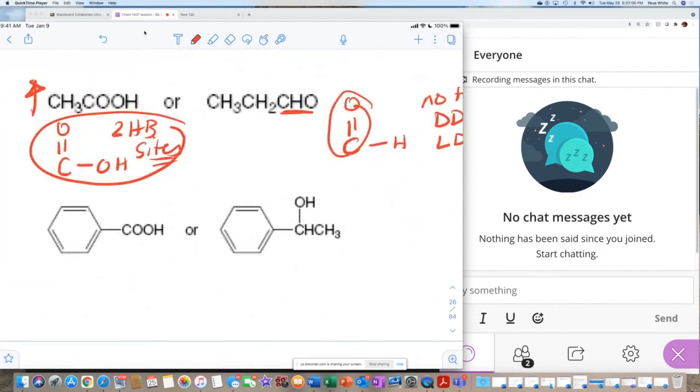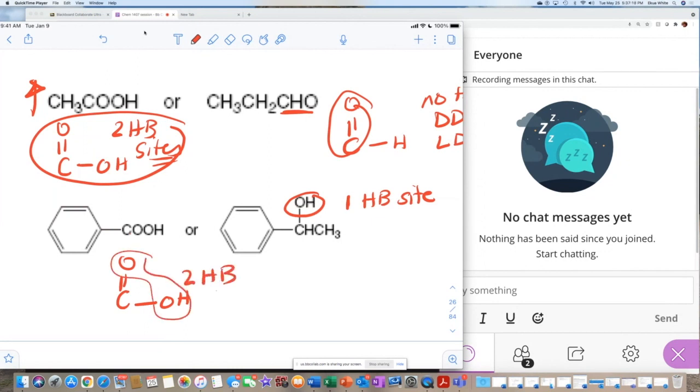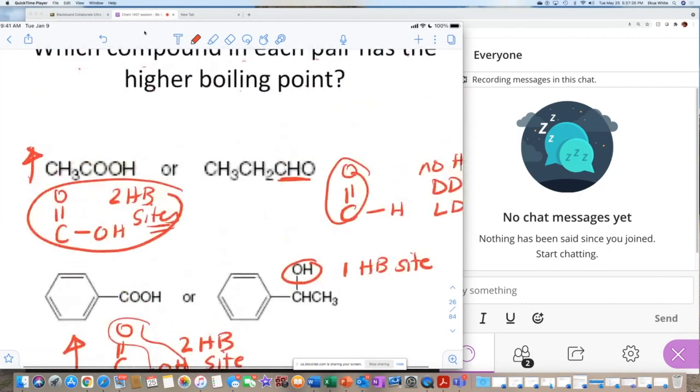We know now. This one here does have hydrogen bond, but it only has one hydrogen bonding site. This one here, if we draw it out, has two hydrogen bonding sites. So we have a total of two hydrogen bonding sites. For that reason, this wins. This will have a higher boiling point.